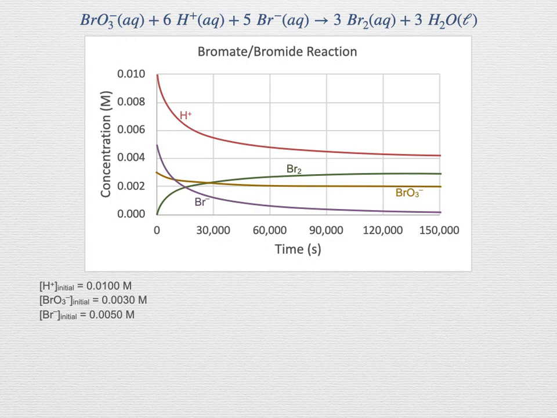If we were to start with a lot more bromide, say 0.02 molar, then bromate would be limiting. And since the stoichiometry between the two is 5 to 1, if we start with exactly 5 times as much bromide as bromate, then they will both go to 0 as the reaction slows down and finally stops.